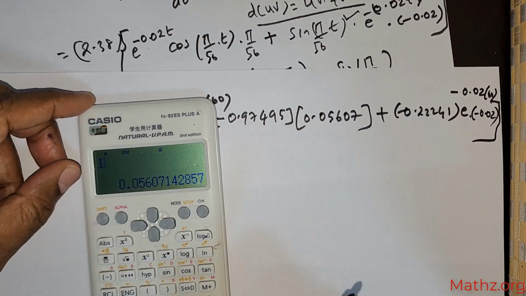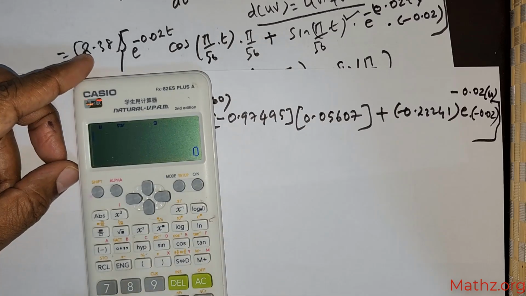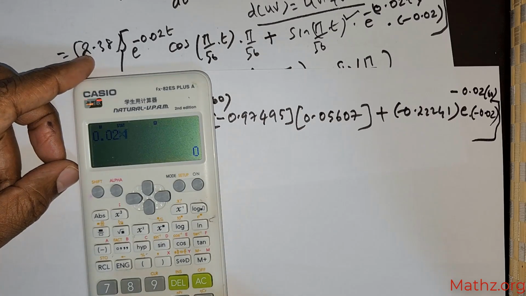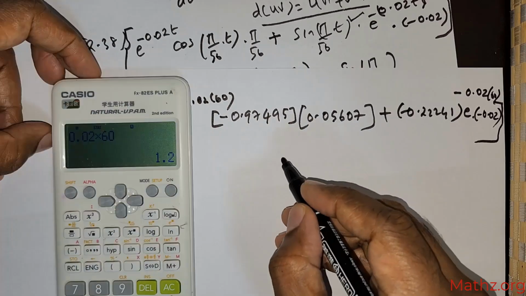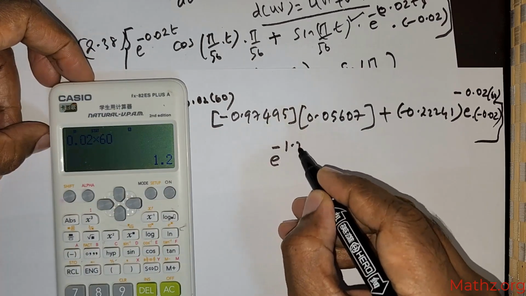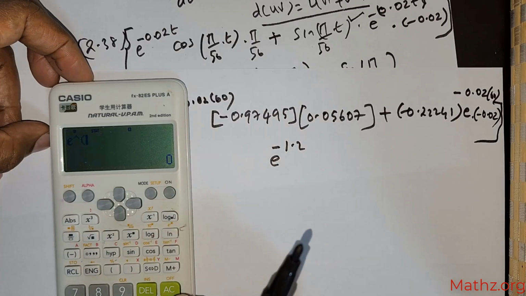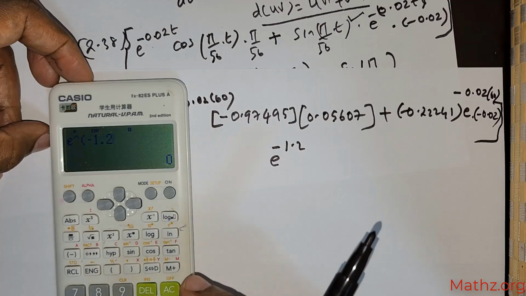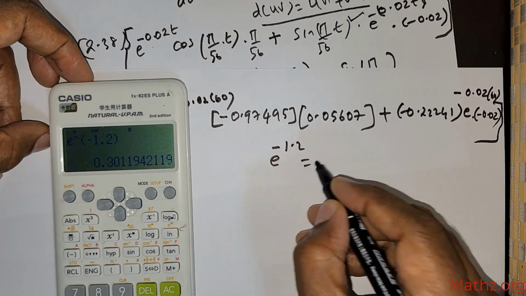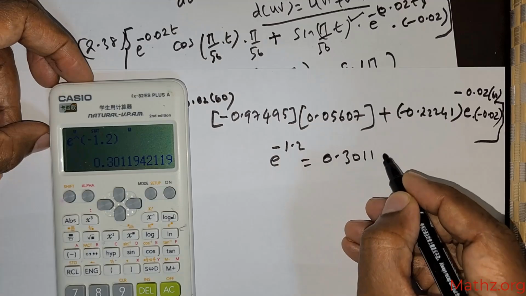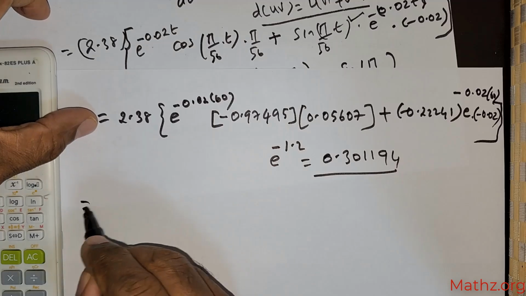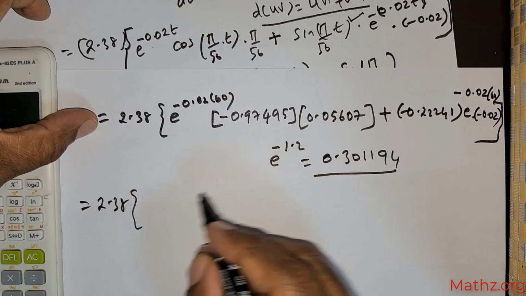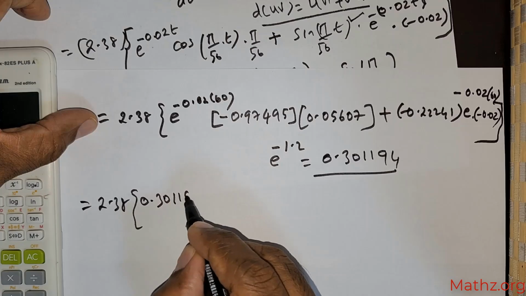Now let me get 0.02 times 60. What is that? That's 1.2. So I need to find out e raised to the power of negative 1.2. This is going to give you 0.3011. Probably you just take 4 digits if you want. Okay, we have got that value. So 2.38, and this is 0.301194.